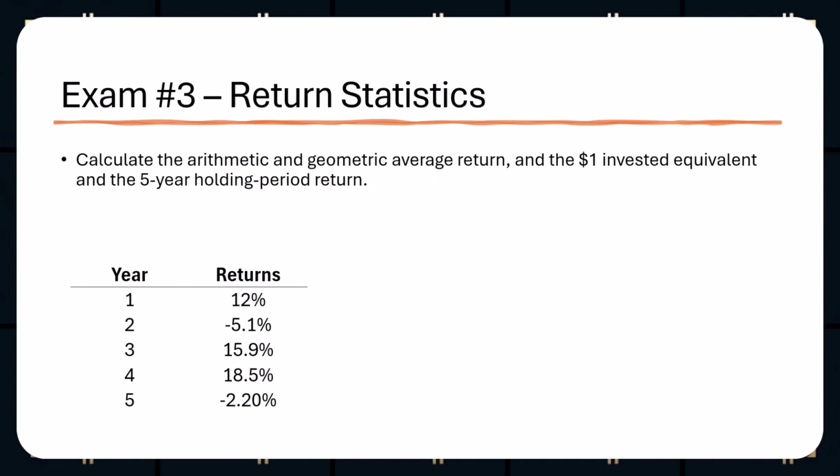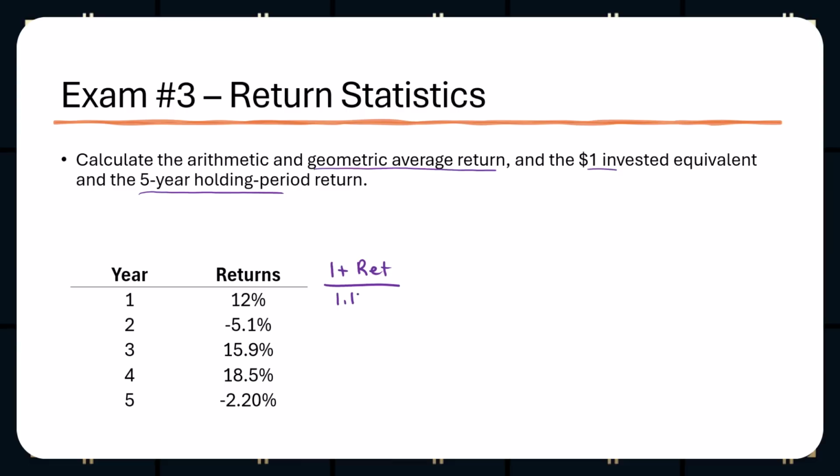Calculate the arithmetic and geometric average return and the dollar invested equivalent and the 5-year holding period return. Well, what I can tell you is that for the geometric average, the dollar invested equivalent, and the 5-year holding period return, we're going to have to create an additional column on this table. That additional column is called the 1 plus the return column. I'm just adding the value of 1 to each one of these returns.